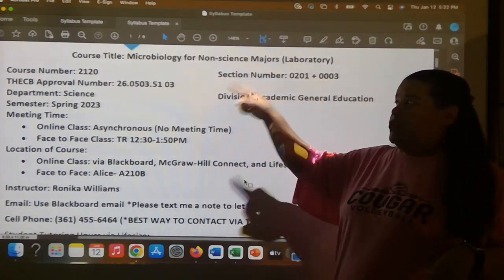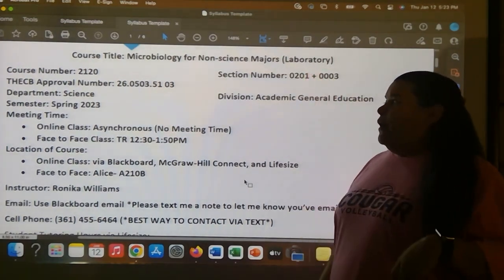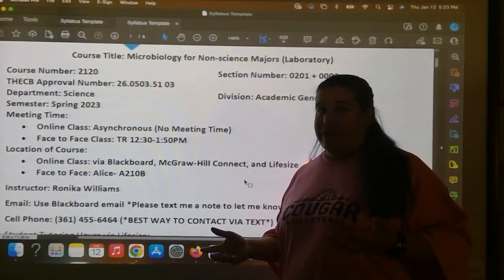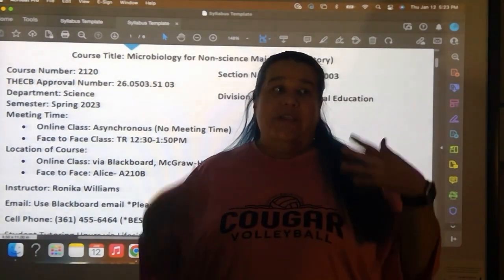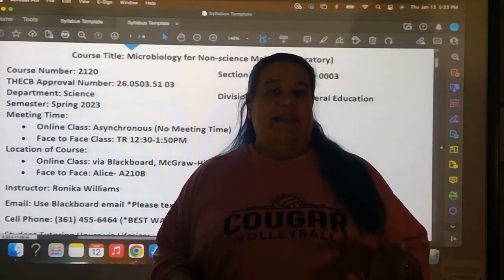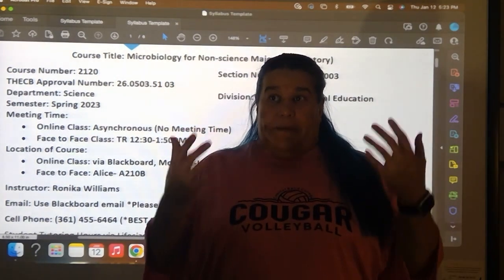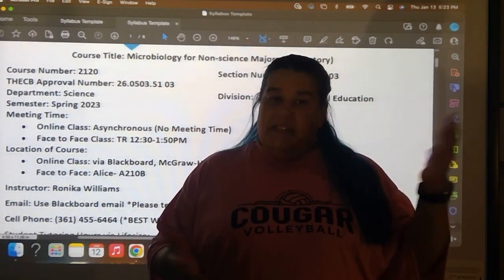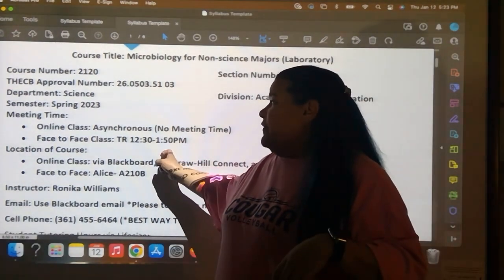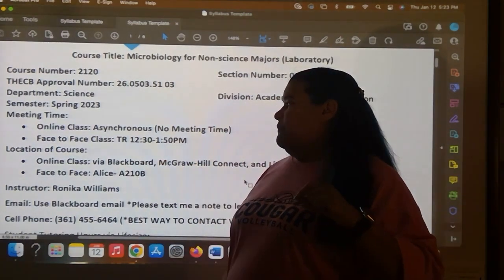So your course number is 2120. Your section number is one of these two. Meeting time for online classes, it's asynchronous. You already have recorded lectures. I'm not going to be online lecturing to you like I would in a face-to-face class because I've already done that. I've already recorded it. So if you get online when you have time, that's perfectly fine. There isn't an assigned time. However, if you are in the face-to-face class, it's going to be Tuesday, Thursday from 12:30 to 1:50.